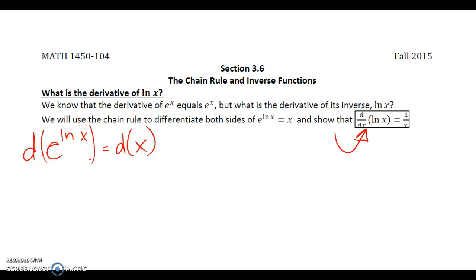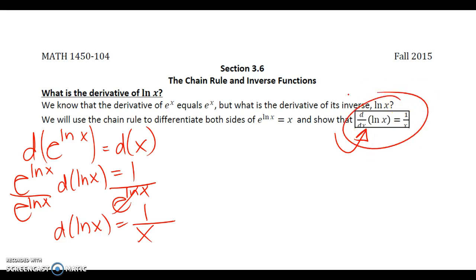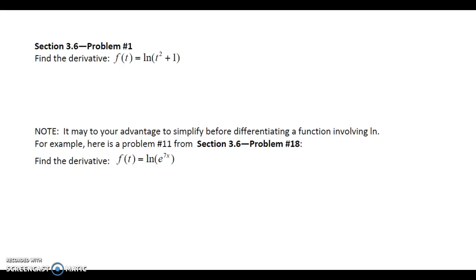And we're going to use the chain rule. The derivative of e to the ln of x is e to the ln of x, times the derivative of ln of x, which is what we're trying to find, and that should equal 1, because the derivative with respect to x of x is 1. Then we will divide both sides by e to the ln of x, so we find that the derivative of the natural log of x is 1 over, notice those are inverse functions, 1 over x. So we will get to use that, but we would be able to differentiate it if we needed to.